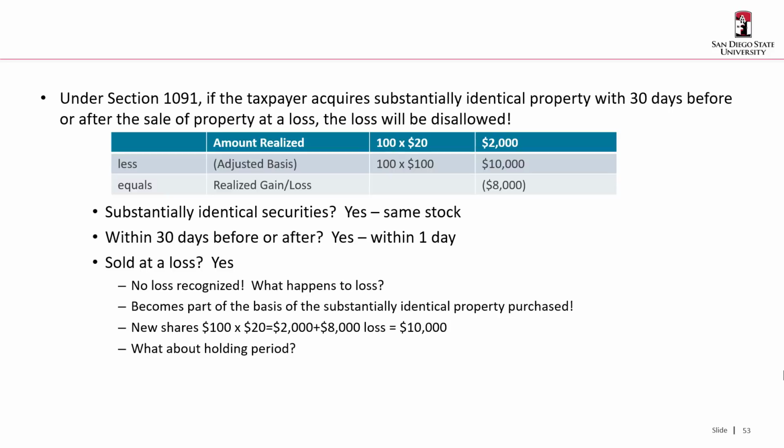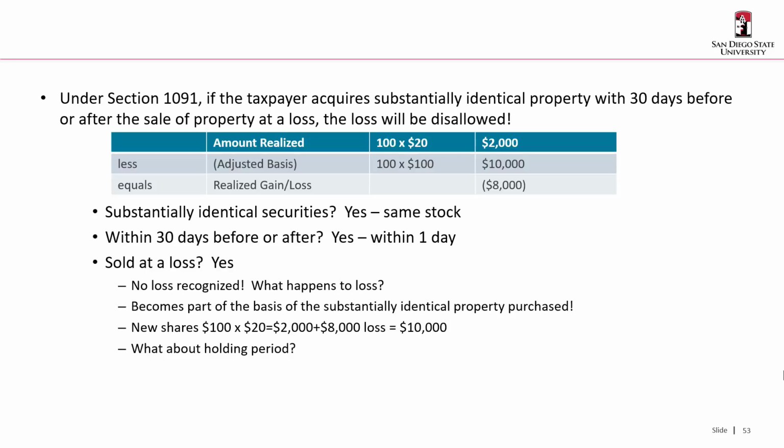Instead, that loss becomes part of the basis of the substantially identical property purchased. So recall that Gordon bought new shares. That's 100 shares, not $100, but 100 shares at $20 each. That would have been a basis of $2,000, but to that he adds the $8,000 of loss that is deferred as a result of the wash sale. As a result, his adjusted basis in the new shares is $10,000, in what could only be described as nothing but a coincidence. That was the basis in his shares previously.